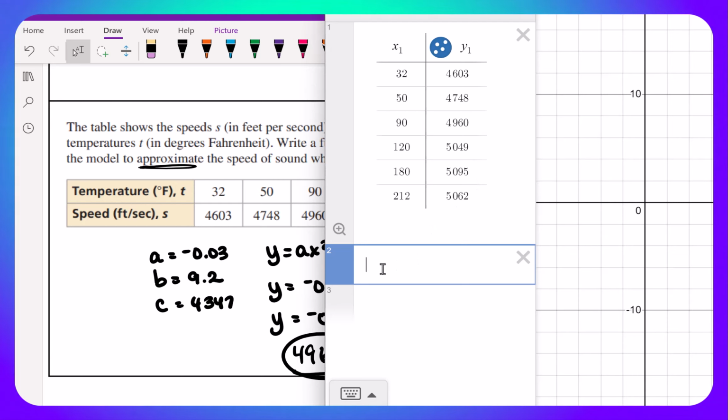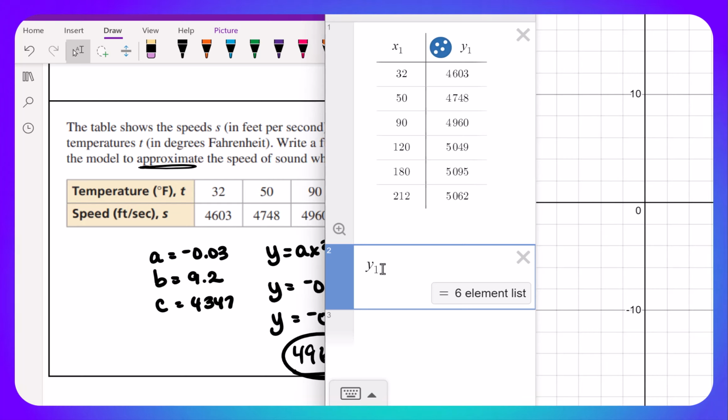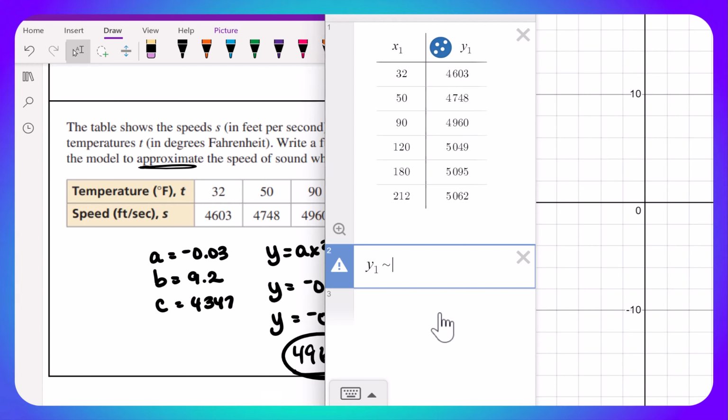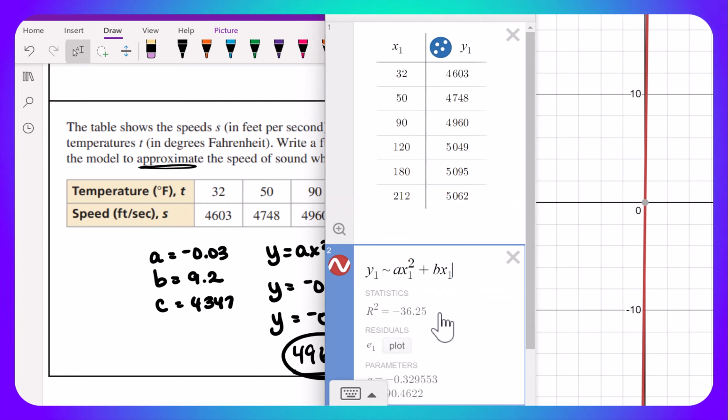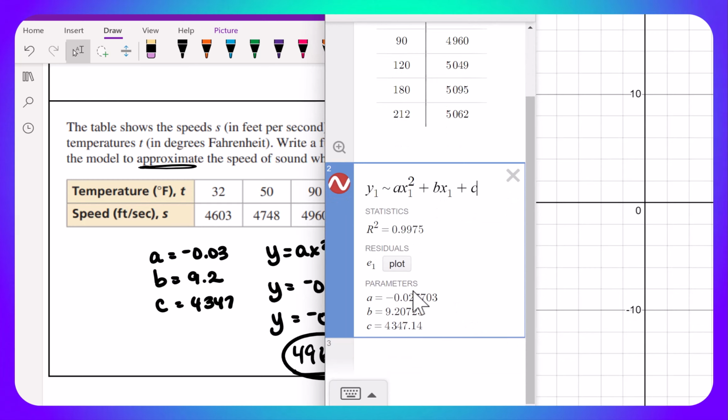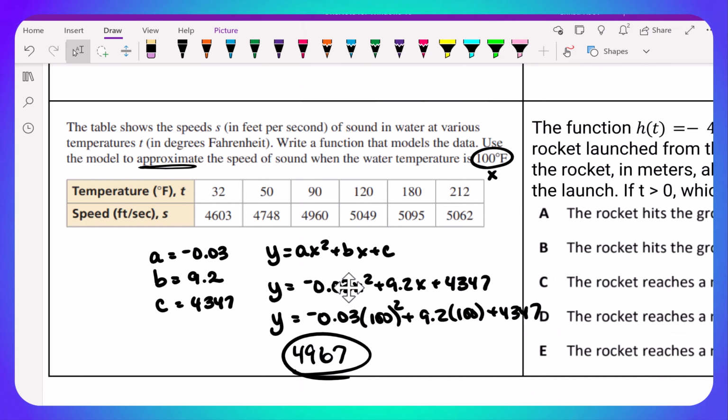And whenever you use your regression, make sure when you type in y and x, you do y1 and then x1. So I'm going to start out with y1. Do not hit equals. It will give you an error if you do equals. So I'm going to hit shift tilde, and then I'm going to do ax1 squared plus bx1 plus c. And at the bottom here, you can see that I rounded to 2 decimal places, 1, and no decimal places. And all you have to do is plug that into standard form.